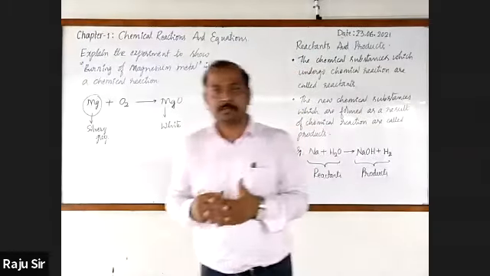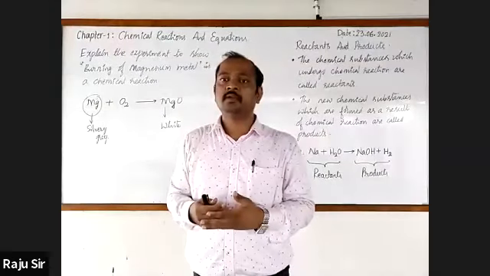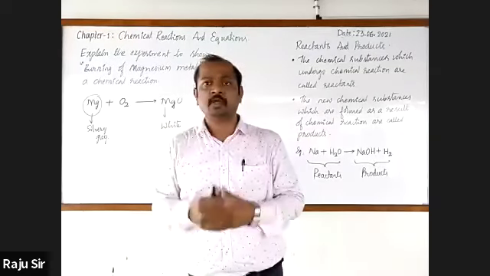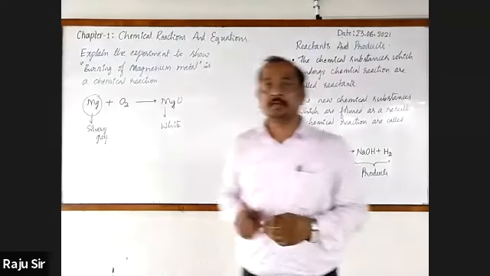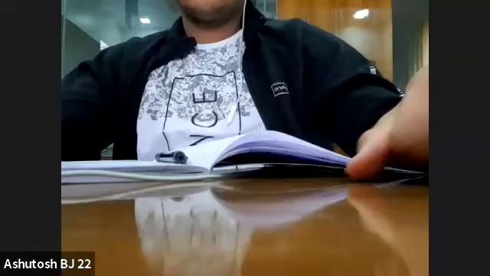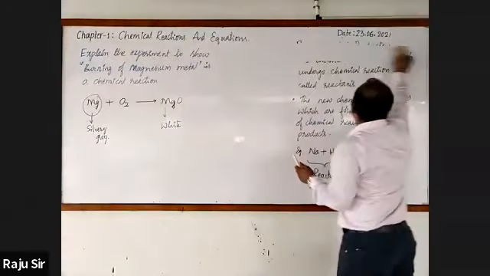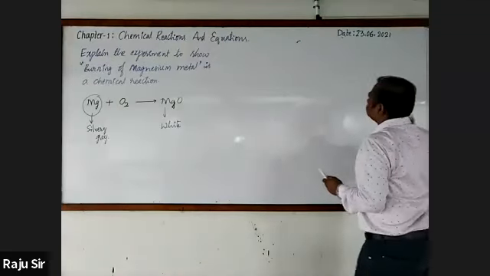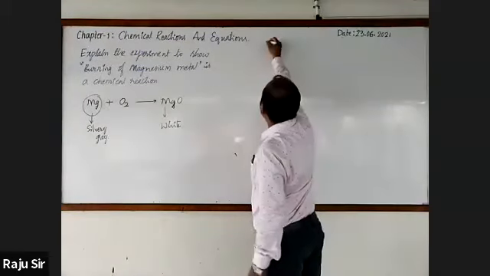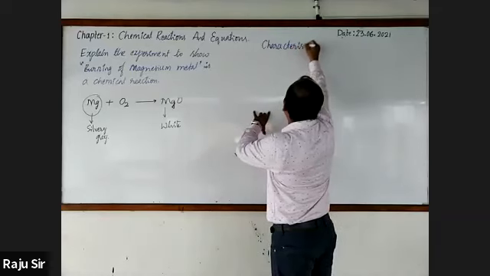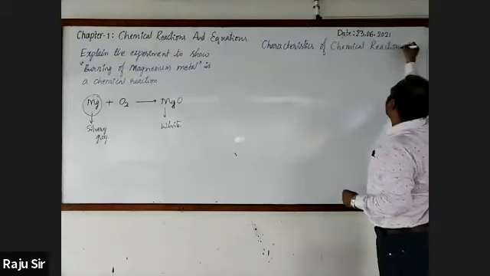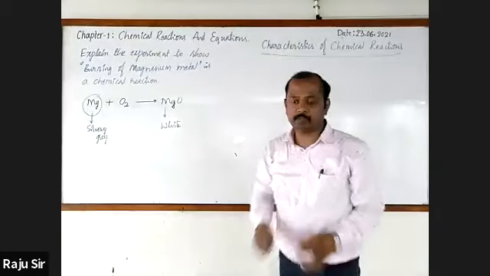Now we are moving to another part of the chapter, as I told you earlier: how can we identify whether a chemical reaction has taken place or not? To know that, we have some characteristics of chemical reaction. We have some criteria related to chemical reaction. Now let us come to know these criteria or characteristics. So just leave one page for this and write the side heading, characteristics of chemical reaction.